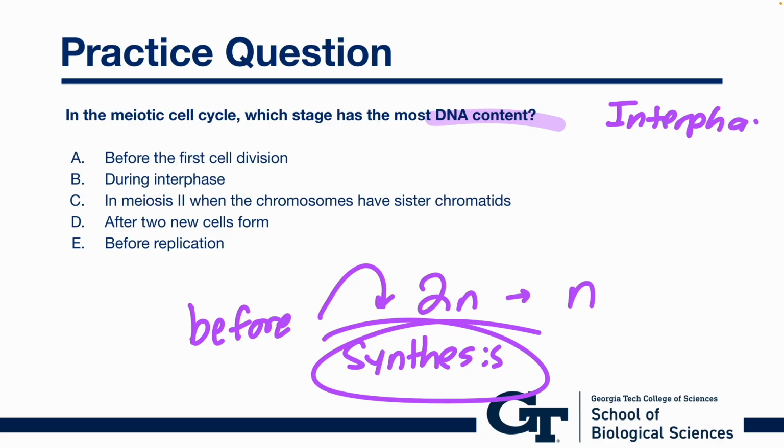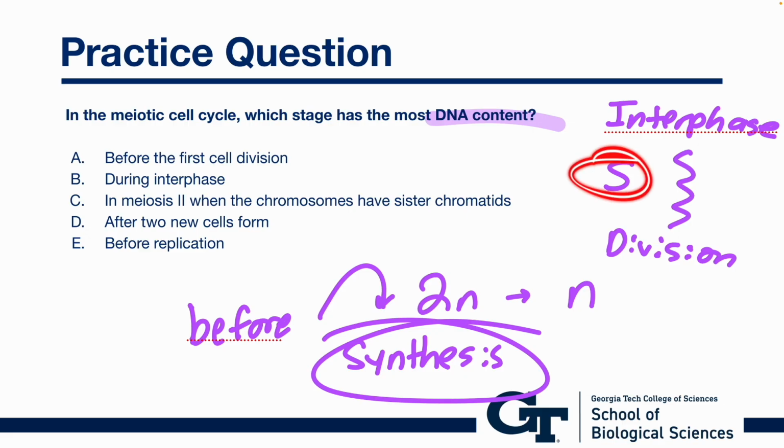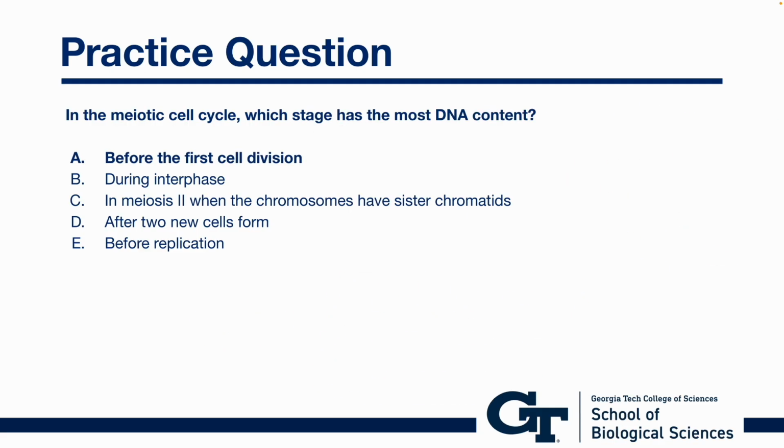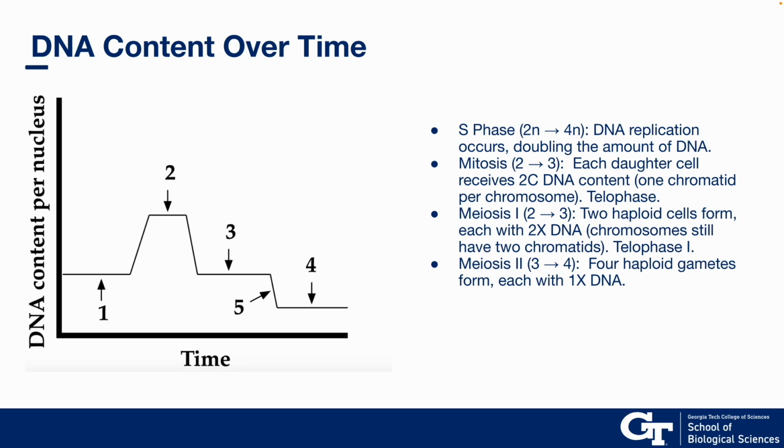Let me even write that out because that's a really key idea. Between interphase and the actual division of the cell, we have to have replication, or the synthesis of new DNA. And that's going to occur before the first cell division. So now what we can do is look at the DNA content in the cell over time in the form of a graph.